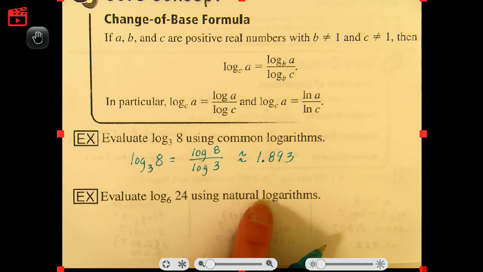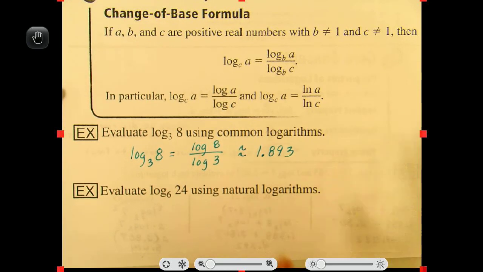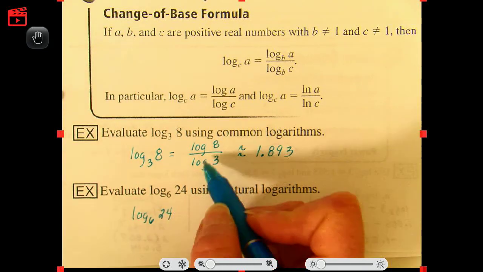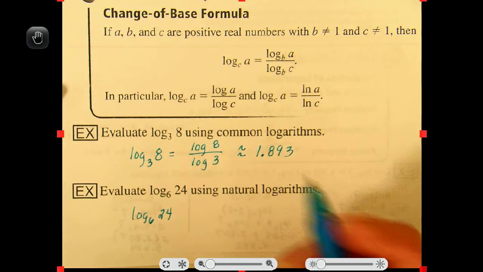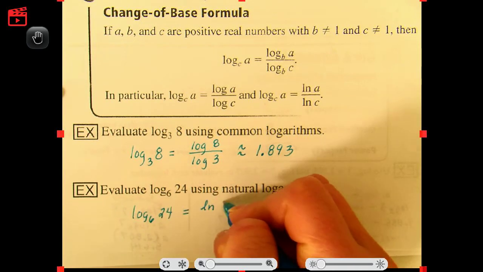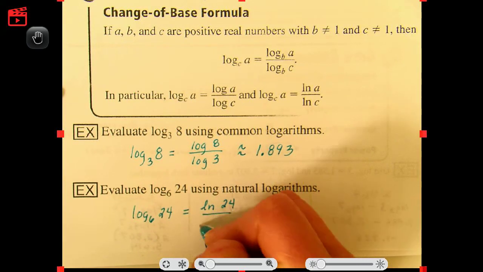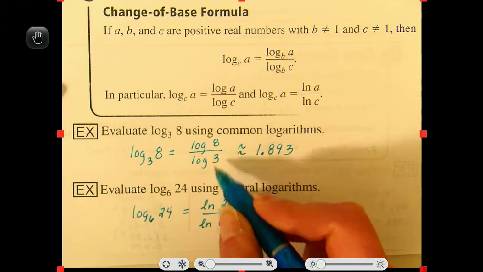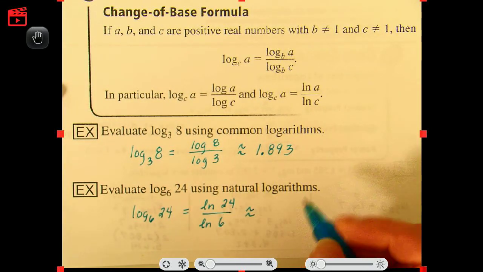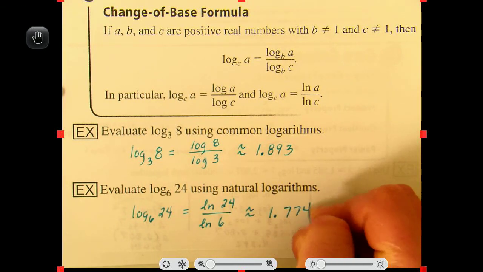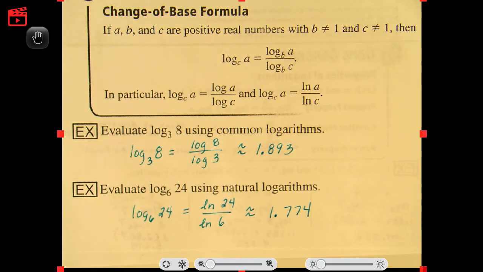And you could also do the same thing with natural logs. So if I have log base 6 of 24, let's say for some reason your log button just wasn't working, you could instead type in natural log, it's always the big number first, natural log of 24 divided by natural log of 6. So you could use either way, you'll still get the same correct answer. This one should be about 1.774. So make sure you can type those in and you're getting the correct answer.